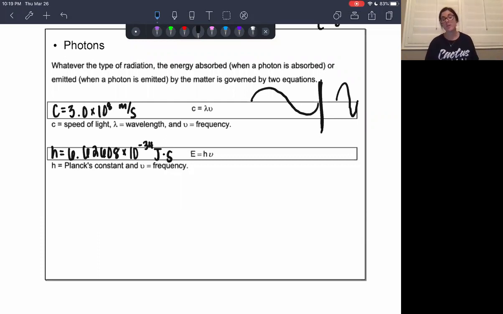Now, don't feel concerned that you have to know these values by heart. You really do not. I don't even know them by heart. I know the speed of light by heart, but that's just because I've done so many calculations with it, and it's a much nicer number to remember than Planck's constant. Both of these equations and both of these constants are going to be on your formula sheet. So this is where it's going to be really important that you have that formula sheet for AP Chem somewhere handy.